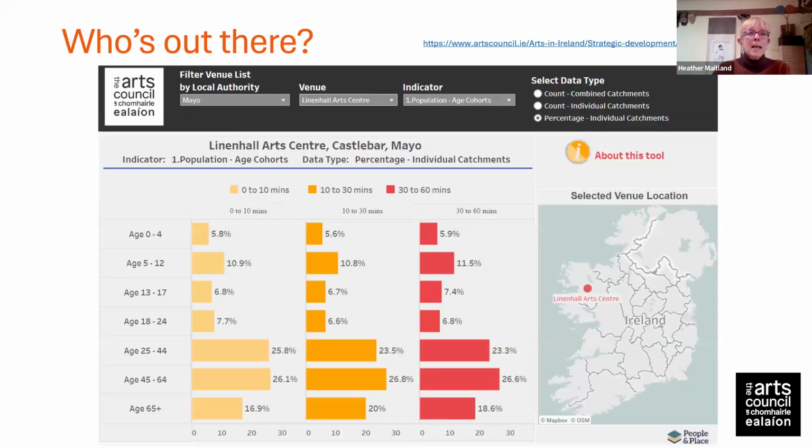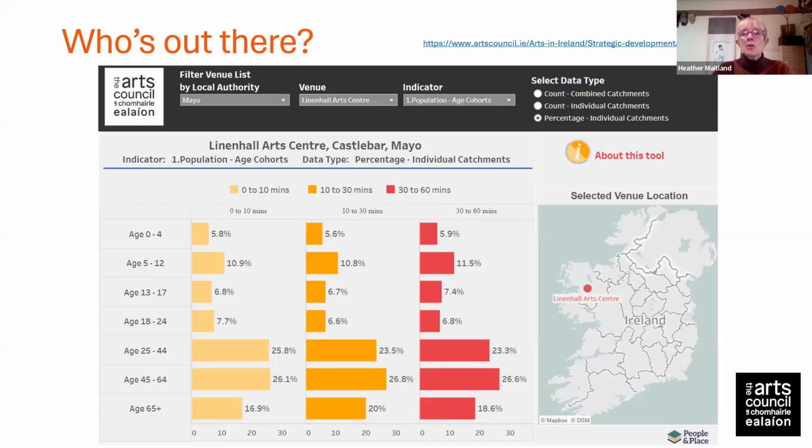We are really bad at estimating drive times, so the maps are very important. So back to the data, it shows us the percentage of the population in each of those drive time areas that are in each age group. So that's 0 to 10, 10 to 30, and 30 to 60. We're looking for things that stand out. But we have to be careful. The age bands aren't equal, so of course it looks as though there are more 25 to 44-year-olds. The age band is just so much wider than for, say, 0 to 4-year-olds.